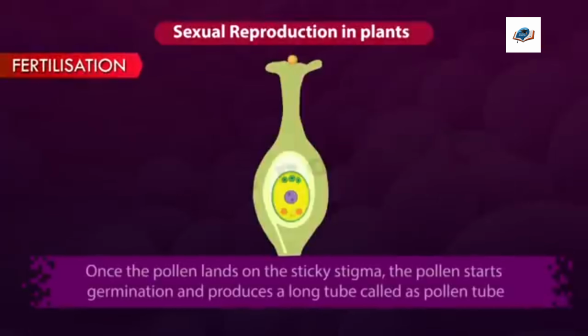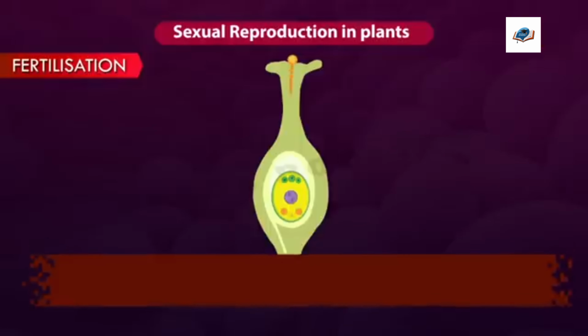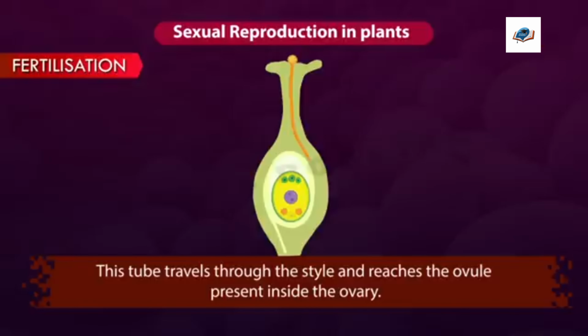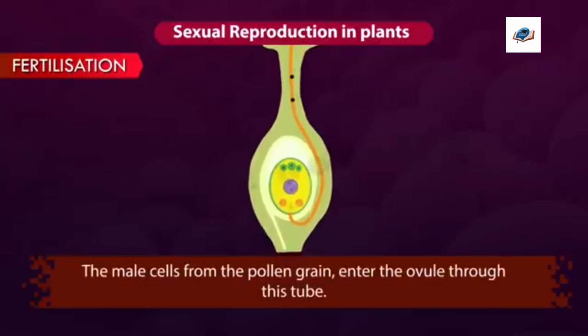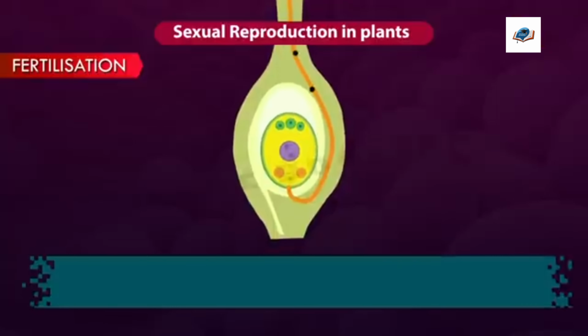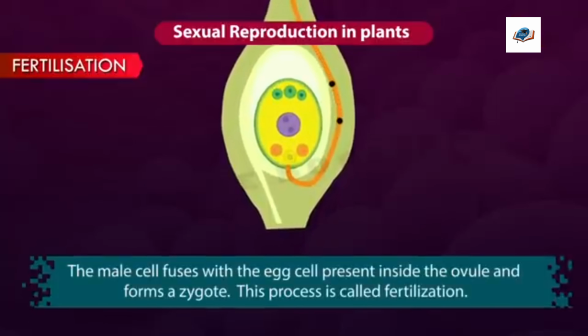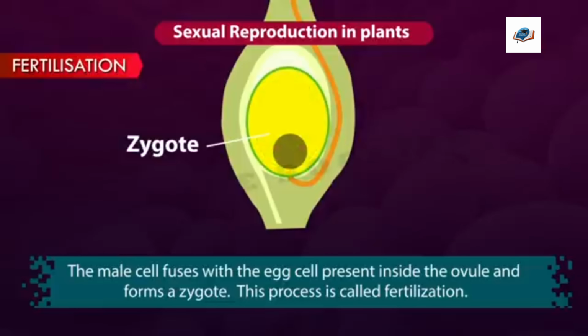Once the pollen lands on the sticky stigma, the pollen starts germination and produces a long tube called as pollen tube. This tube travels through the style and reaches the ovule present inside the ovary. The male cells from the pollen grain enter the ovule through this tube. The male cell fuses with the egg cell present inside the ovule and forms a zygote. This process is called fertilization.